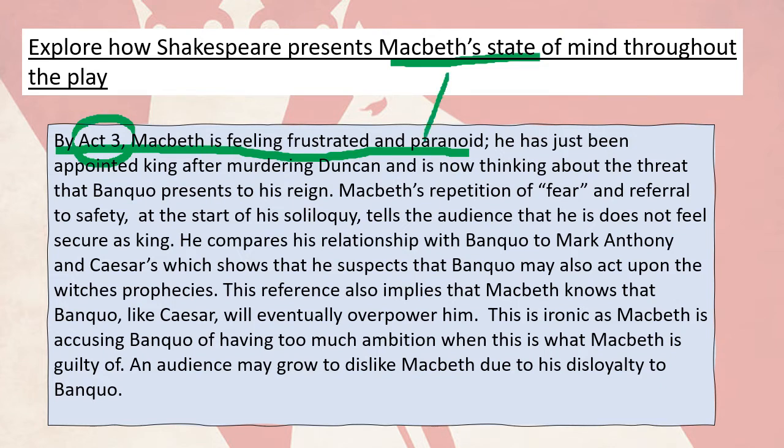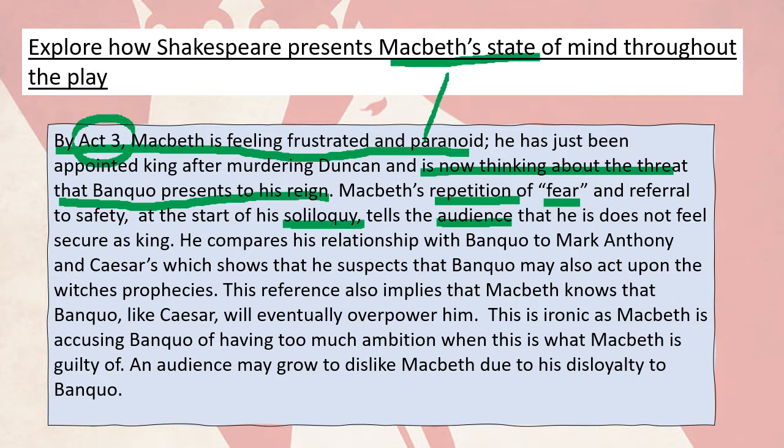He has just been appointed king after murdering Duncan and is now thinking about the threat that Banquo presents to his reign. So that's also strong because they've contextualised the scene within the play. They've talked about why this particular scene is important. Macbeth's repetition of fear. Good, we've got repetition, so this is a device, is what Shakespeare has done on purpose, and a nice short and concise quotation, and referral to safety at the start of his soliloquy tells the audience that he does not feel secure as king. Again, we've got key subject terminology, soliloquy, and referred to the audience as an audience, not the reader, because remember, this is a play, this is meant to be performed, therefore we are the audience.